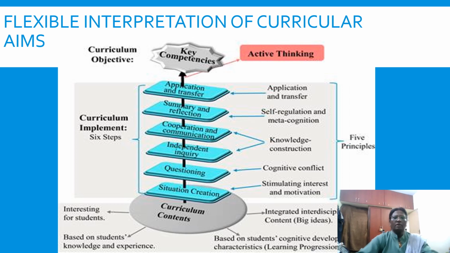Curricular objectives are divided into 6 steps. Then application and transfer, summary and reflection, cooperation and communication, independent inquiry and questioning, and situation creation. So these are the key components of curricular implementation. And application and transfer is the application of knowledge transferred from one place to another place. And summary and reflection denotes self-regulation and metacognition.